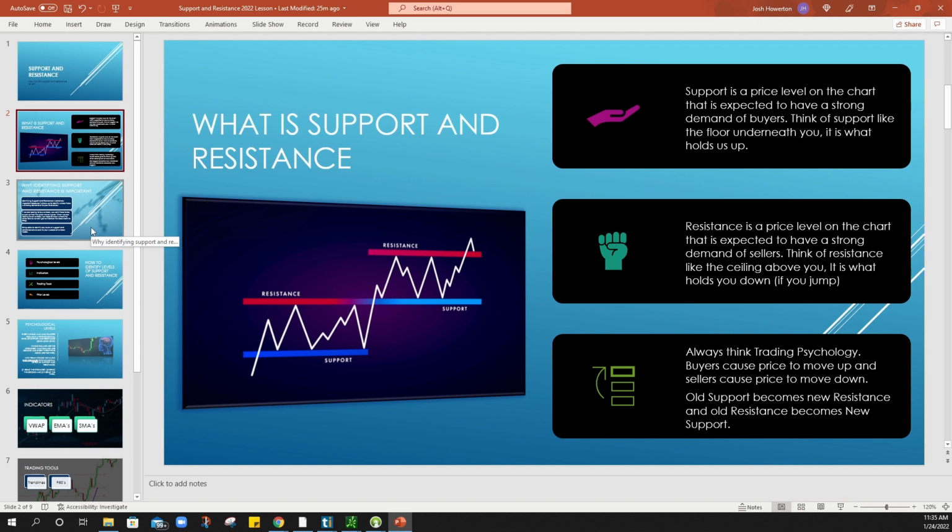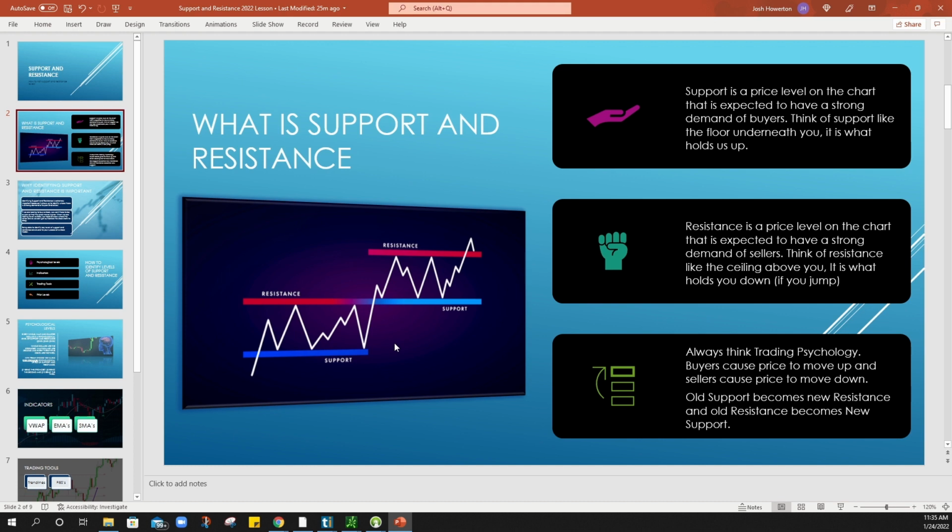What's support and resistance? Support is like the floor underneath you. It's what holds you up. Resistance is like the ceiling above you. It's what holds you down. It's hard to get through that ceiling. If you jump up, you're going to hit your head. You're going to fall back down to the floor, right?